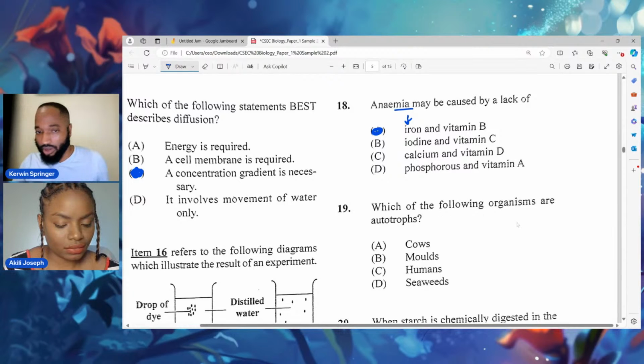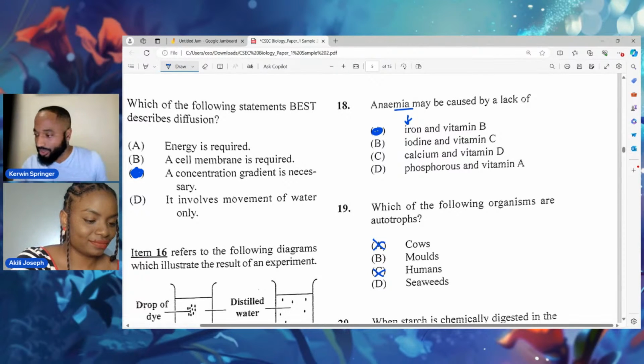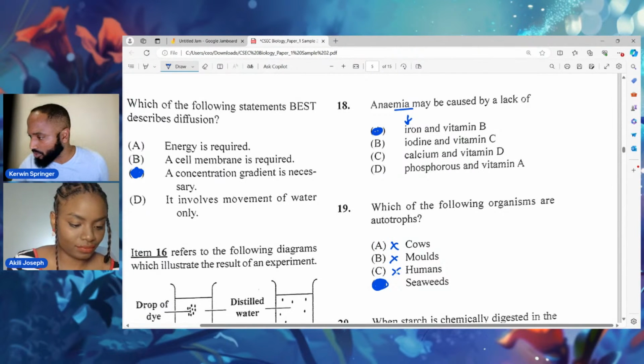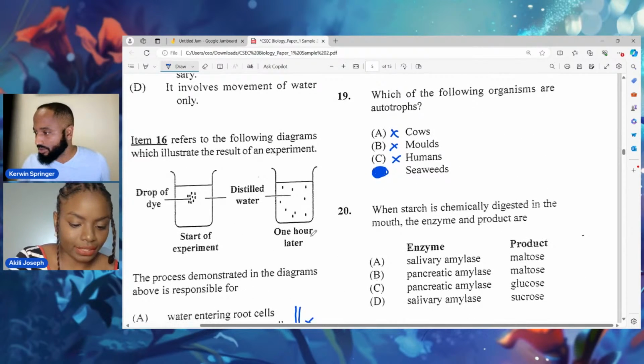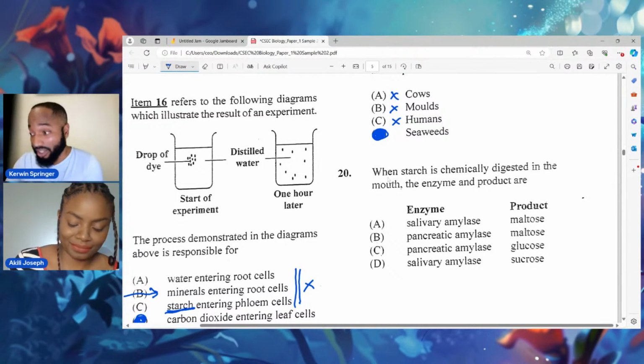Which of the following organisms is an autotroph? Makes their own food? Not a cow, not the humans. Seaweeds or molds? Seaweeds is the best answer. Seaweeds can be green. Seaweeds can make their own food. So why are molds not autotrophs? They grow on things. They're still heterotrophic organisms because they glean nutrients from what they grow on. They just feed off of things, from other organisms, that is.